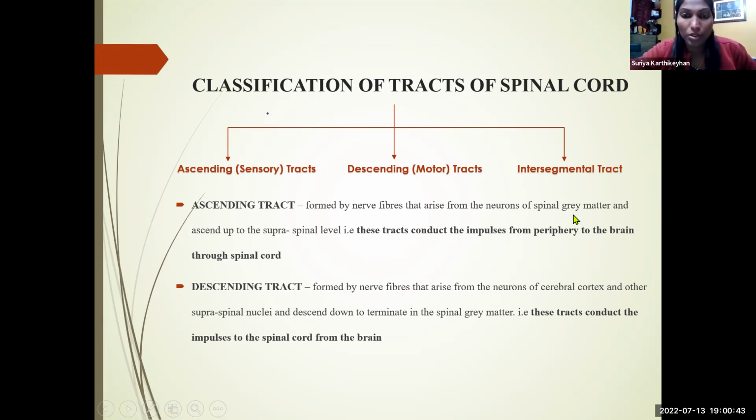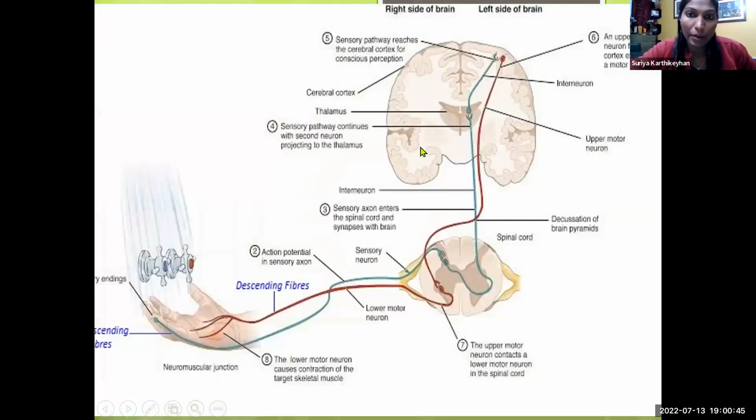Okay, so this is the schematic representation. The cerebral cortex here, this is the right side and the left side of the cerebral cortex. This is the thalamic region. And this is a cross section of the spinal cord with the inner gray matter and outer white matter. This is the dorsal root and this is the ventral root. And this is the periphery.